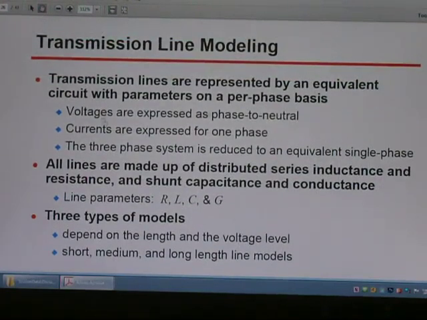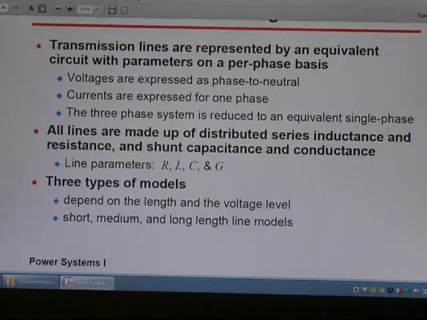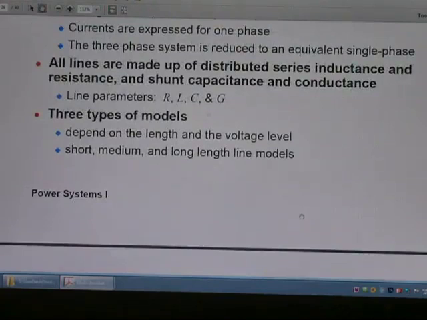The parameters are per phase, and the three-phase system is reduced to a single phase. The line has series inductance, resistance, and shunt capacitance. The model types are short line, medium line, and long line.